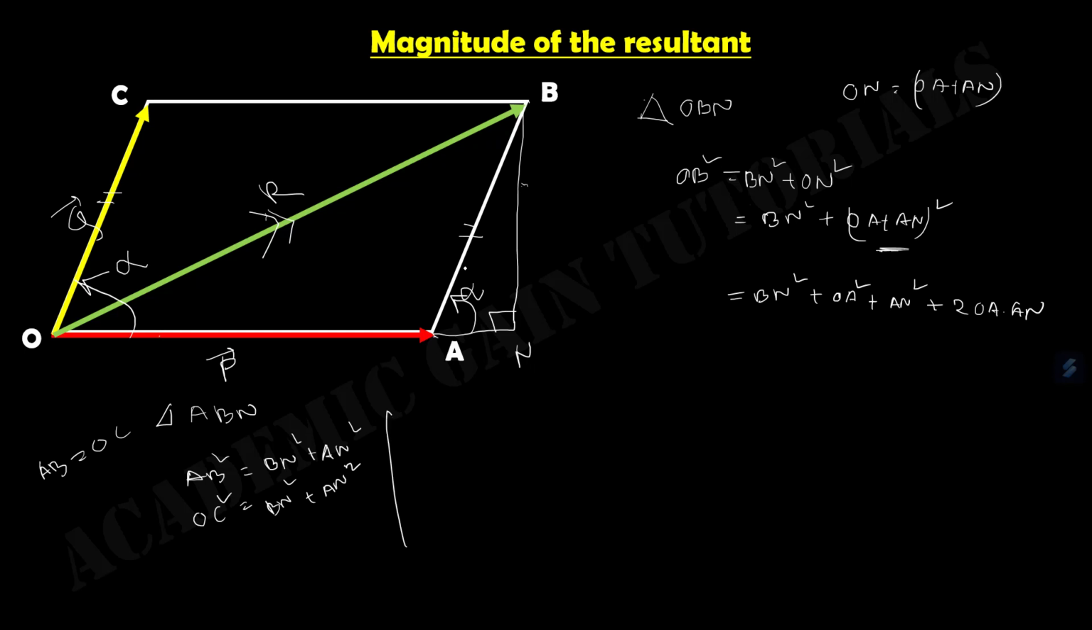Again, from this triangle A, B, we can say that cos of alpha equals AN by AB, or we can write AN equals AB cos of alpha.